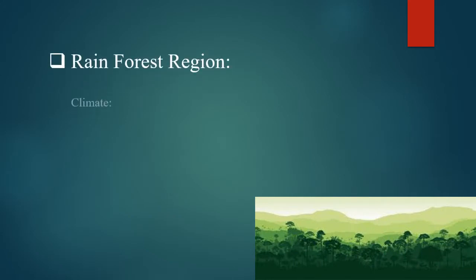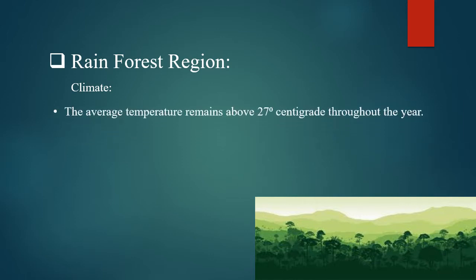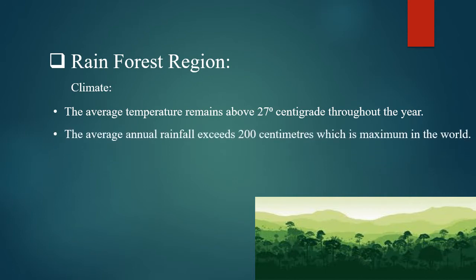Rainforest region. Climate. Because this region lies within torrid region, the average temperature remains above 27 degrees centigrade throughout the year. The air gets heated and rises up, loses its temperature and causes rainfall. The average annual rainfall exceeds 200 centimeters, which is maximum in the world. It is because of this abundant rainfall that the world's most dense forests are found in this region. Hence, this region is called rainforest region.